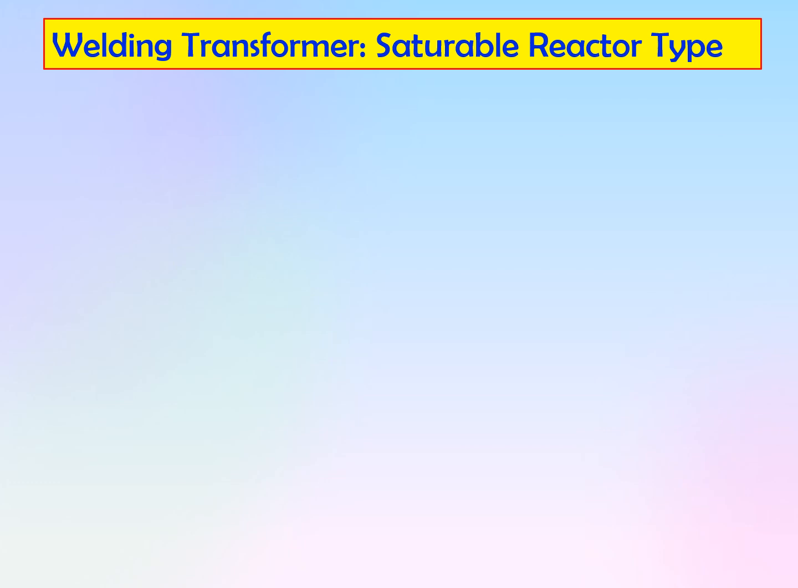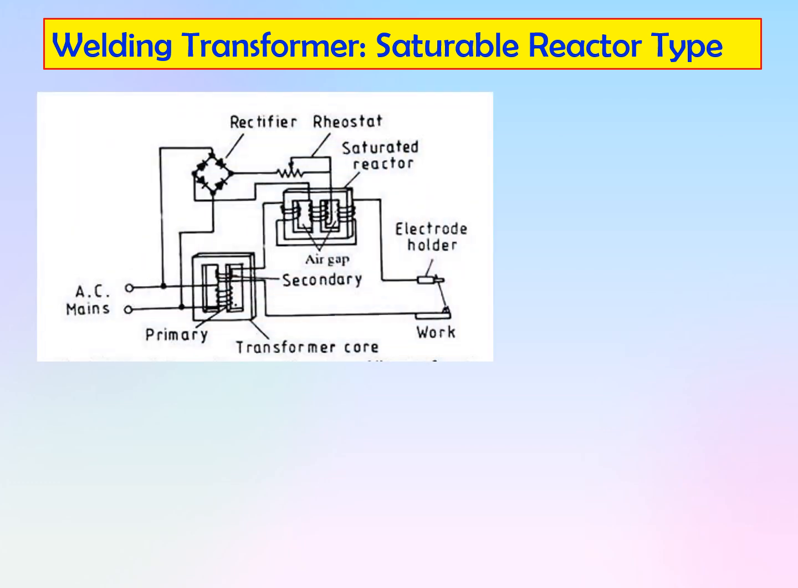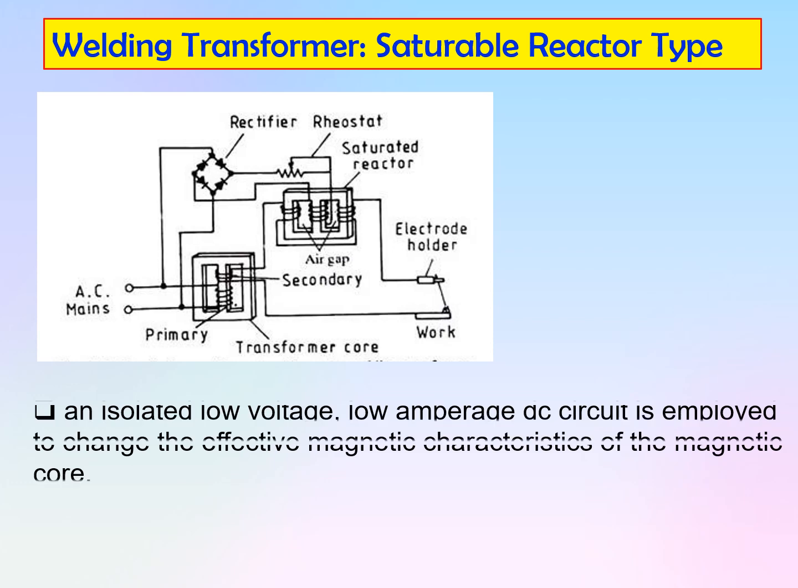The next type of welding transformer is the saturable reactor type welding transformer. The saturable reactor type of welding transformer is the AC/DC type of welding transformer. You can see this main transformer has an AC supply, and on the secondary side we connected one reactor. The central limb of this reactor is supplied by a DC supply. Here, the AC supply is converted into DC supply by the use of this rectifier, and this resistance controls the current flowing through this central winding.